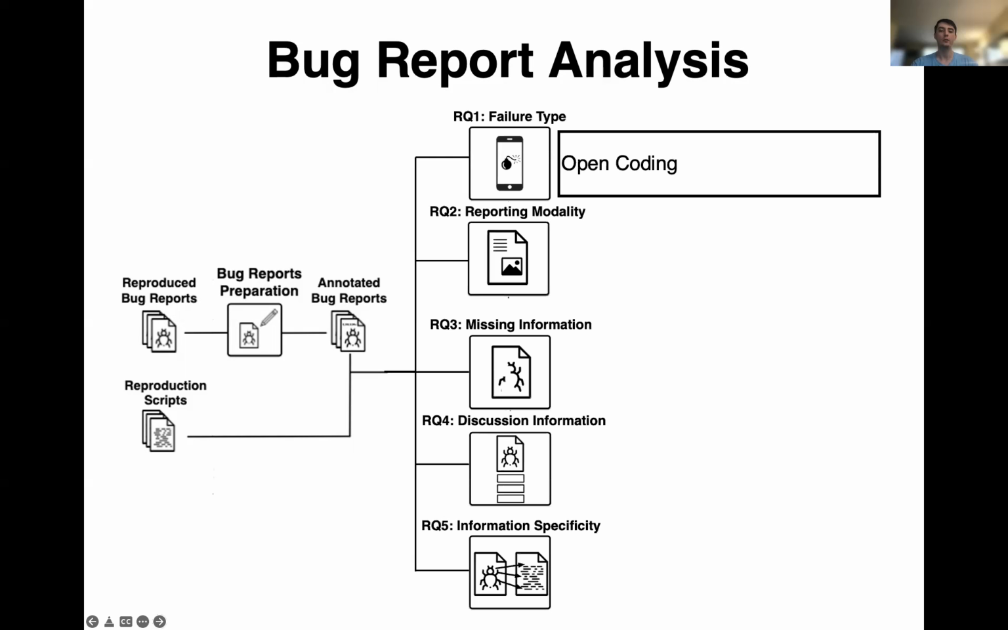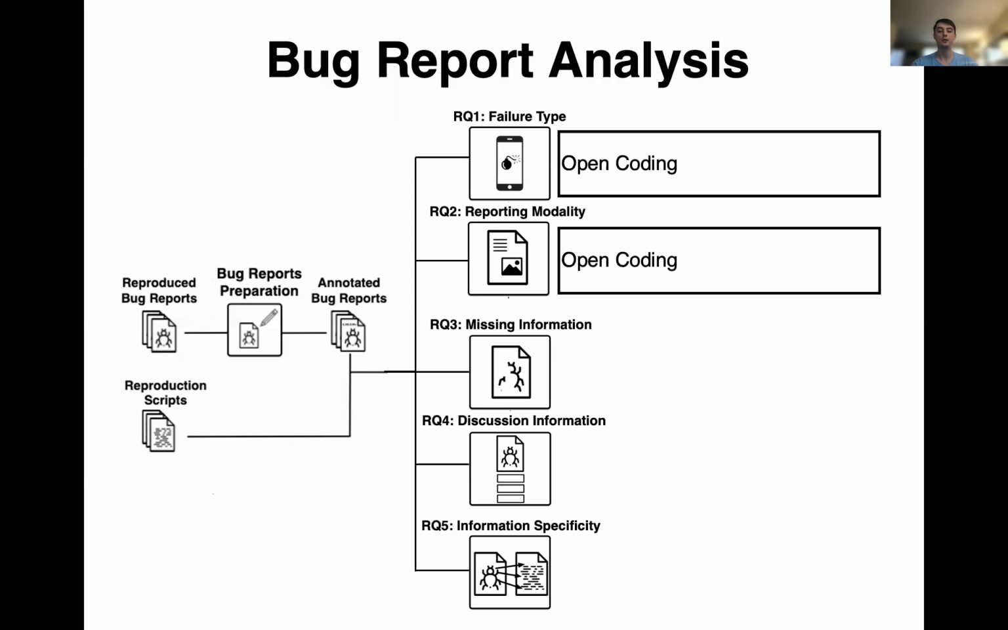For RQ1, we performed a qualitative analysis that combined inductive and axial coding, and we did this as an iterative process. First, we created a codebook iteratively, and second, we split up the remaining bug reports after we had created our codebook and classified them individually. For RQ2, we used an extremely similar process, the only difference being that instead of trying to categorize the failure type, we were instead categorizing the reporting modalities used in these bug reports.